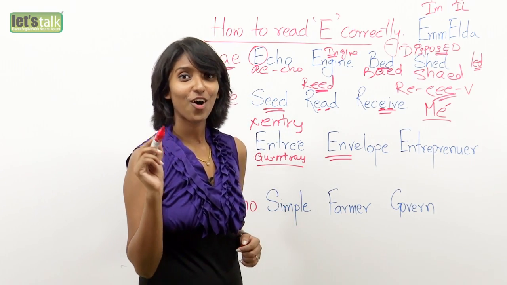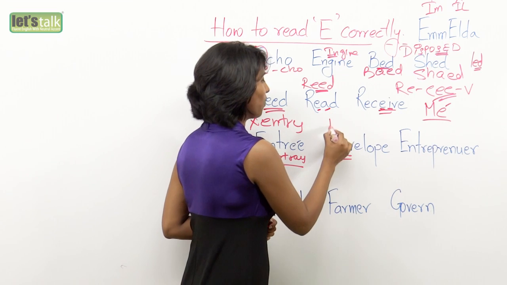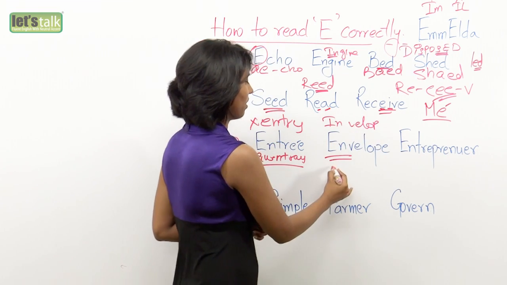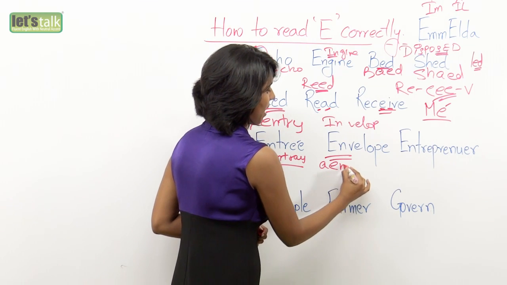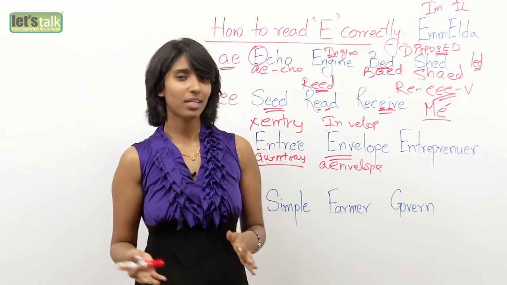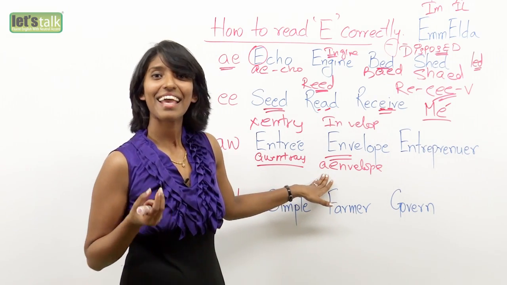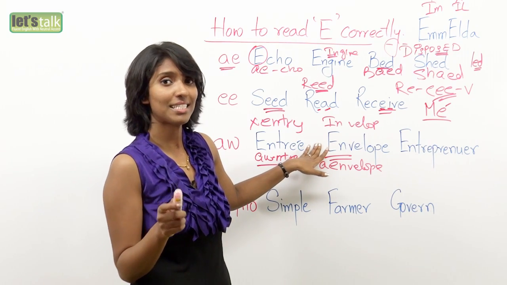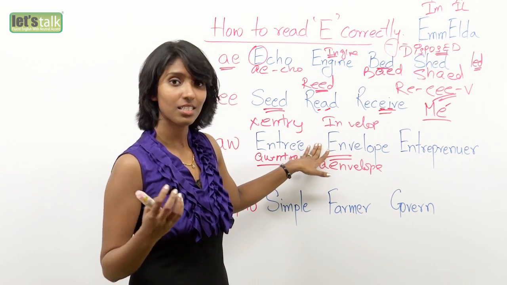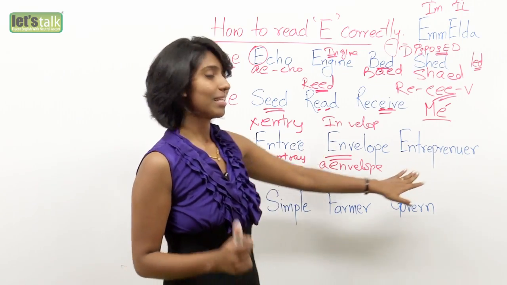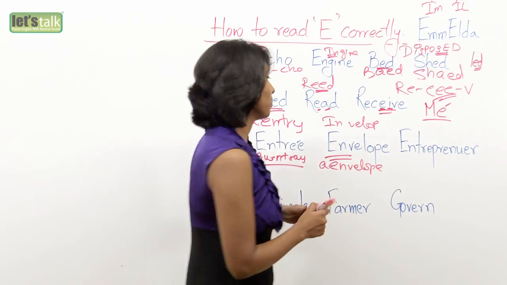The next word is envelope. Yes, it's envelope and not envelope with the short E. When I was a small child, I used to read this word that way. Wrong. Just because it is right in the beginning doesn't mean it's the short E. It is still considered as envelope. Give me the envelope.